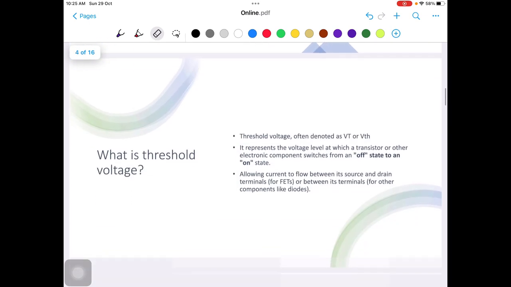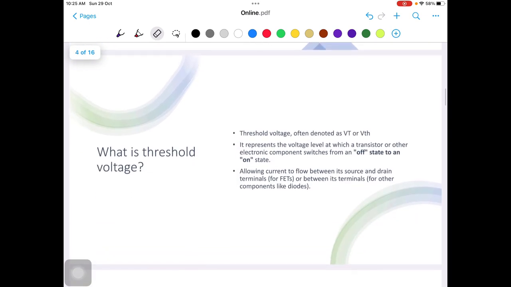In this lecture note 2, there are a few terms that we must remember and understand, which is the threshold voltage. So what is the threshold voltage? Threshold voltage is often denoted as VT or VTH.